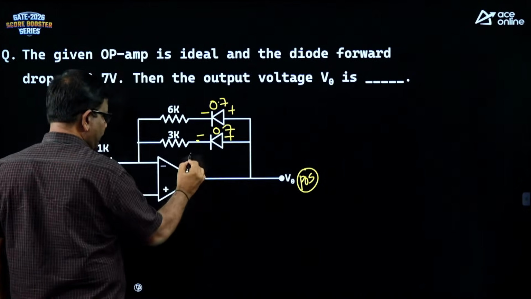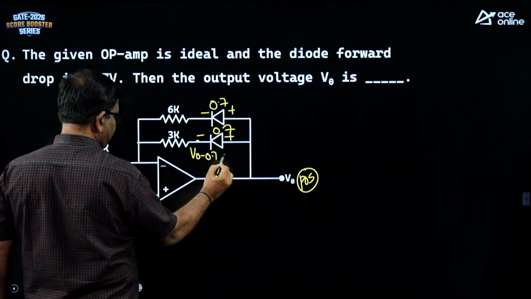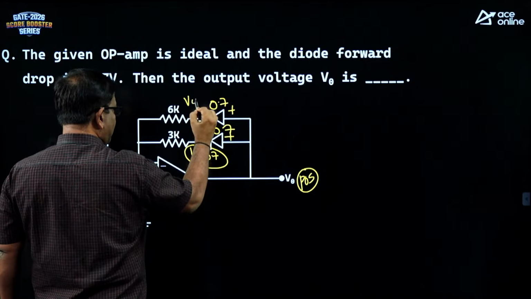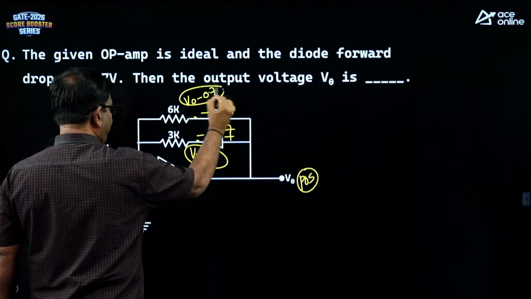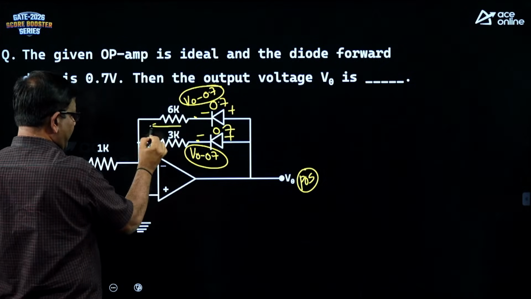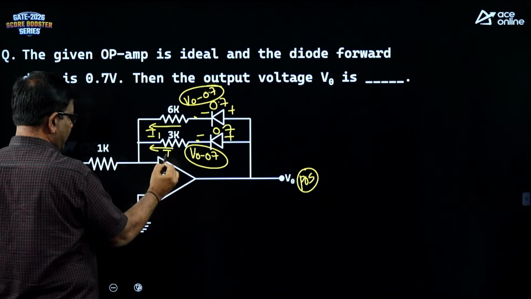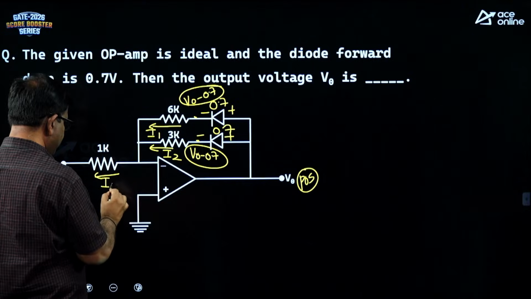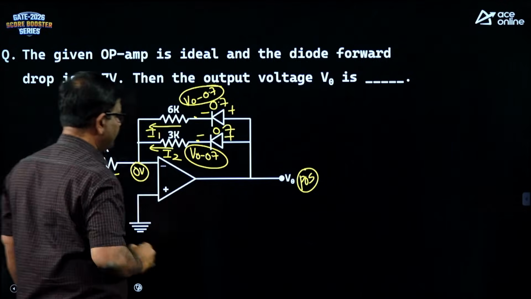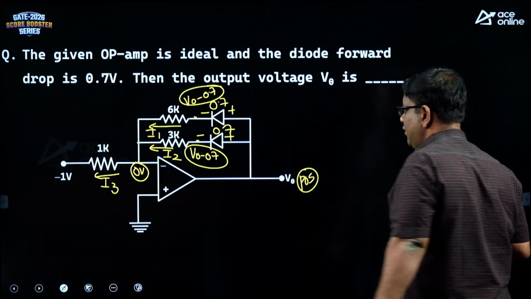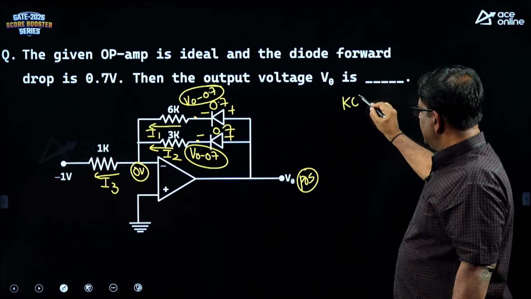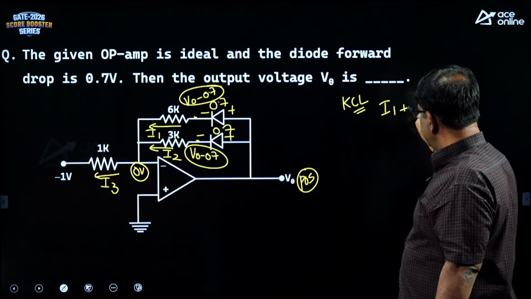So, what is this voltage? It is V0 minus 0.7. The cathode is always less than the anode by 0.7. Now, you can apply KCL and finish this problem. I1, I2 and I3, this is virtually 0. So, now you can find V0 by KCL. I1 plus I2 is equal to I3.